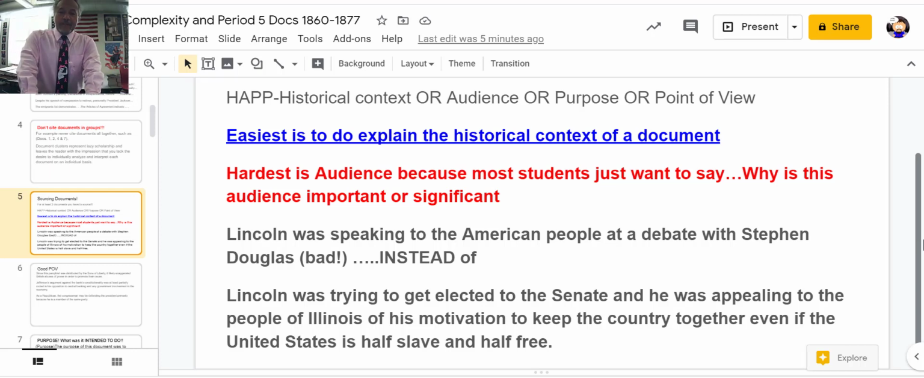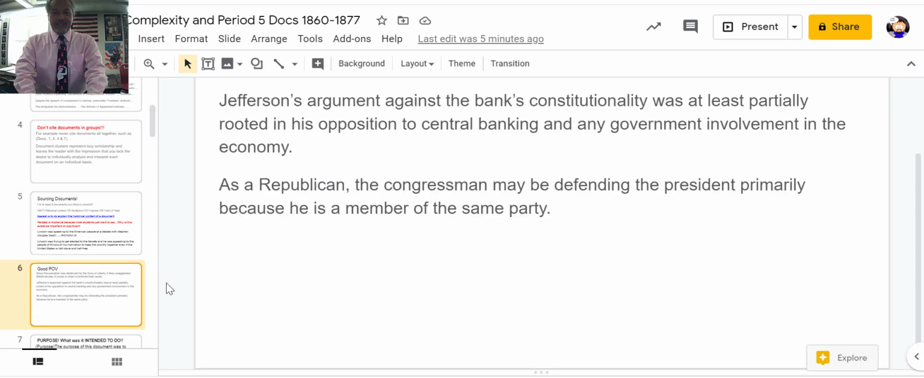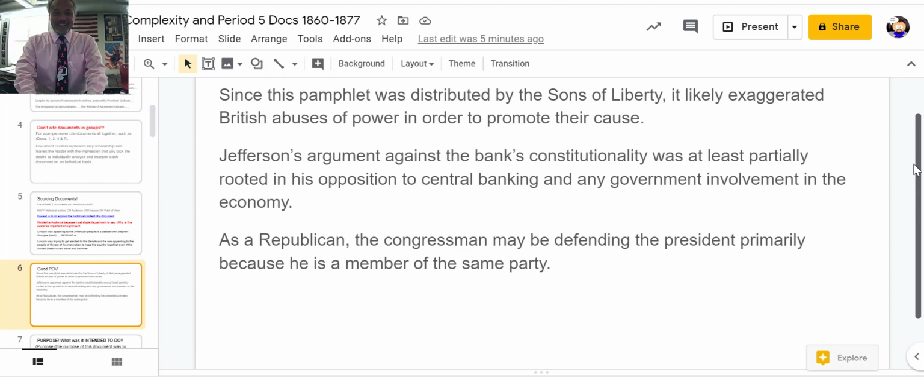"Lincoln was speaking to the American people at the debate with Stephen Douglas." That's bad. That's terrible. But most students will do something like that. Instead: Lincoln was trying to get elected to the Senate, and he was appealing to the people of Illinois of his motivation to keep the country together, even if the United States is half slave and half free. That's an audience point. I know you say, well, Mr. Bryce, I'm trying to tell you what's going to get you your points and get you passing and get you college credit. So I mean, you can have the teenage ears and not listen to me.